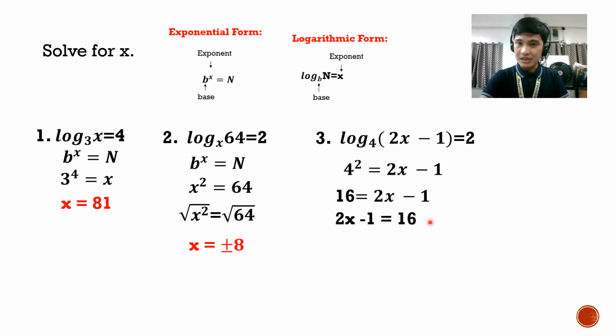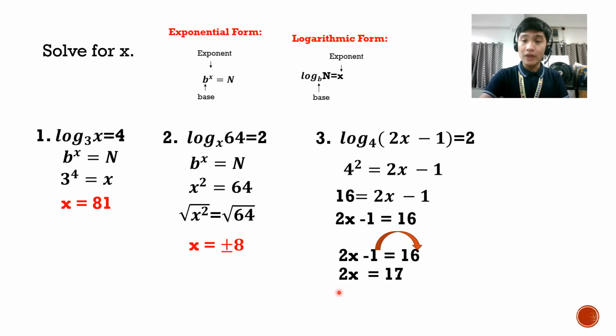Ayusin natin para mas madali nating masolve. 2x minus 1 is equal to 16. So, dahil we are asked to solve for the value of x, lilipat natin si negative 1 doon sa kanan. So, magiging 16 plus 1 yan. Ang resulta, 2x is equal to 17. But then, since we are just asked to solve for the value of x, we will divide both sides by 2. Ayan. So, kakancel natin itong 2 dito. Ang value ng x natin ay 17 over 2.